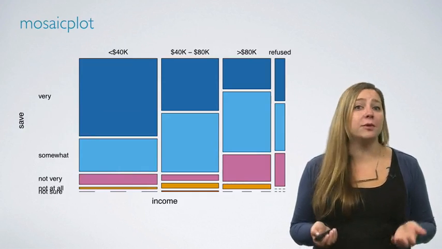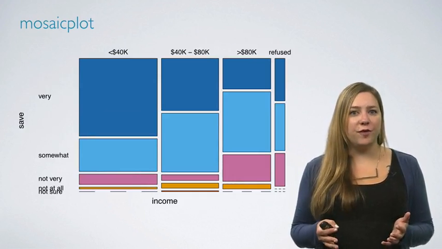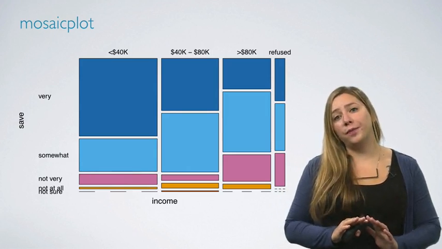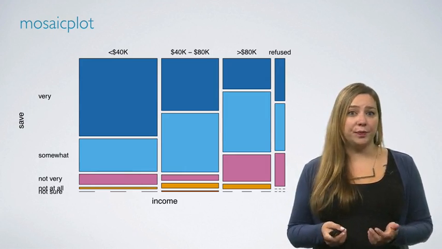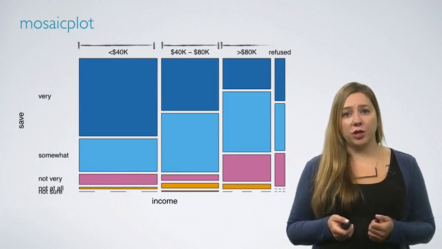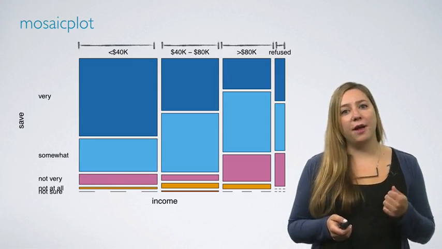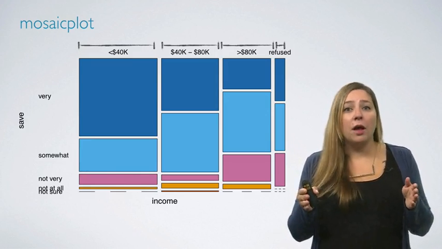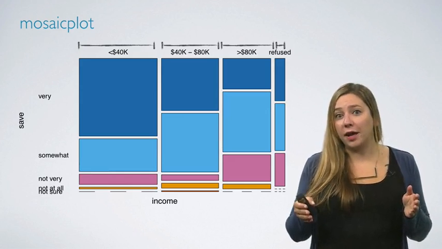Another alternative is a mosaic plot. A mosaic plot like this one displays the distribution of feelings about difficulty of saving money conditional on income as well. It also shows the marginal distribution of income too. So, let's start with the marginal distribution. The width of the bars is what's telling us about the marginal distribution of income. We can see that more people who make less than 40,000 have been surveyed than any other.